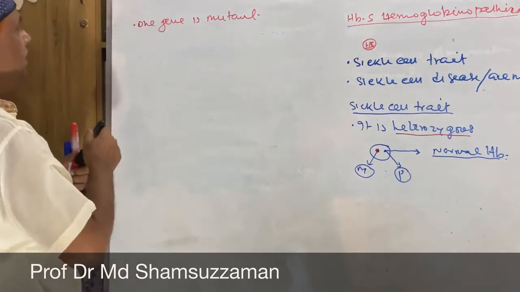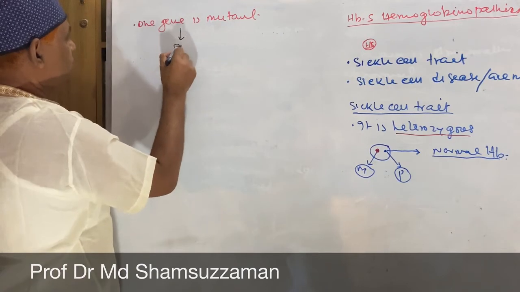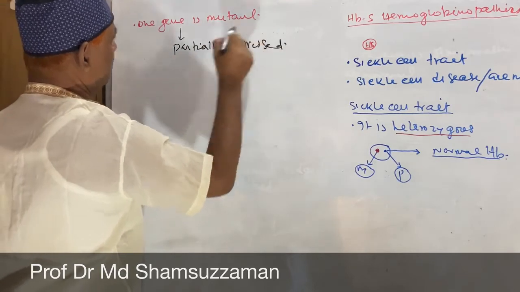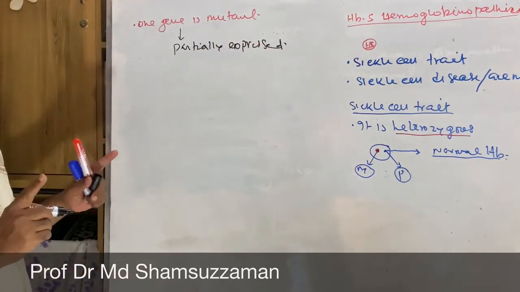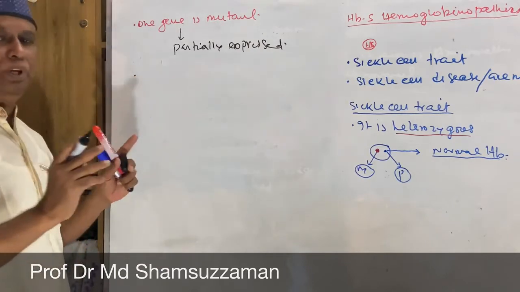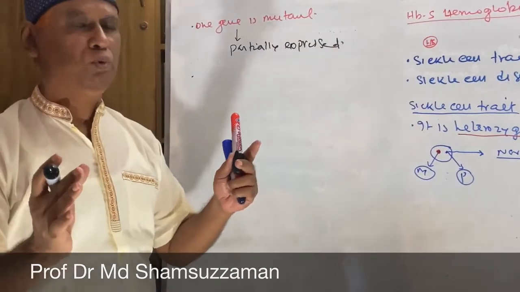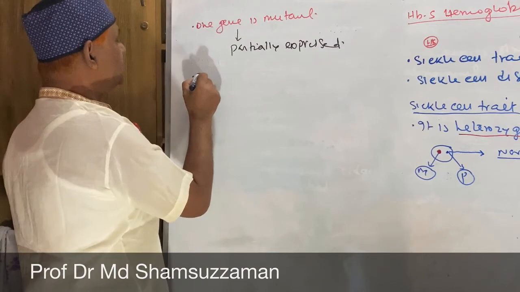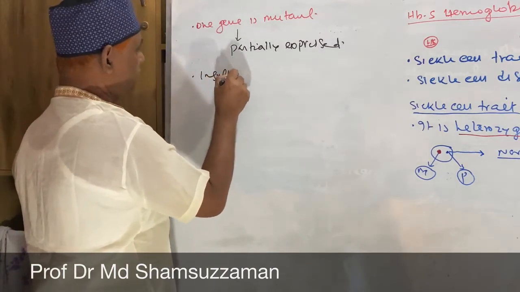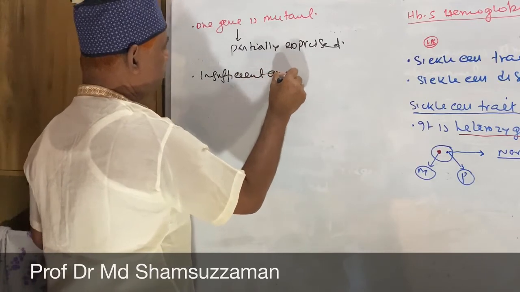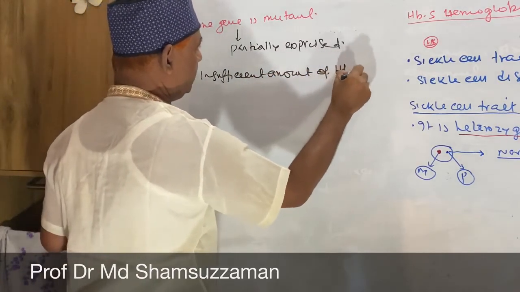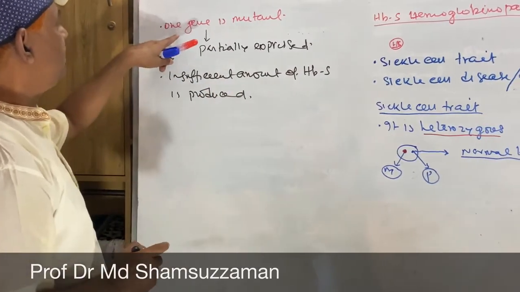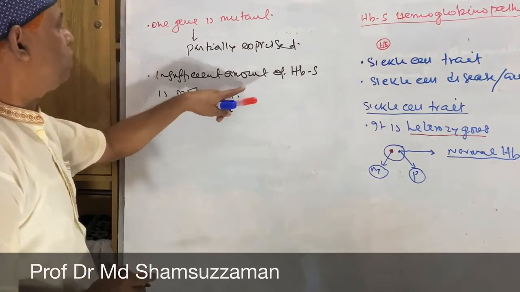One gene is mutant and this one gene is partially expressed. As the gene is partially expressed, there is production of hemoglobin S. Thus, the amount of produced hemoglobin S is not sufficient to make the RBC sickle. As a single gene is mutant and it is partially expressed, an insufficient amount of hemoglobin S is produced.